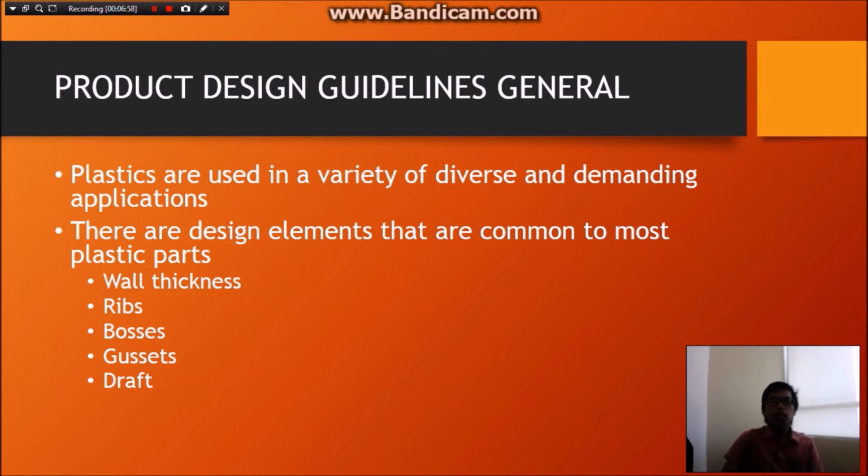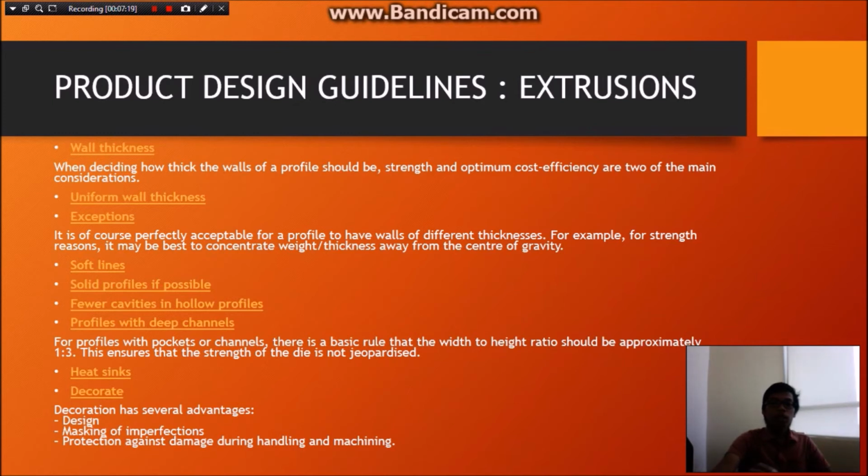Next, I will talk about general product design guidelines. Plastics are used in a variety of diverse, demanding applications. There are design elements that are common to most plastic parts. First, thickness, then the ribs, bosses, gussets, and draft. This is the product design guideline for extrusion.